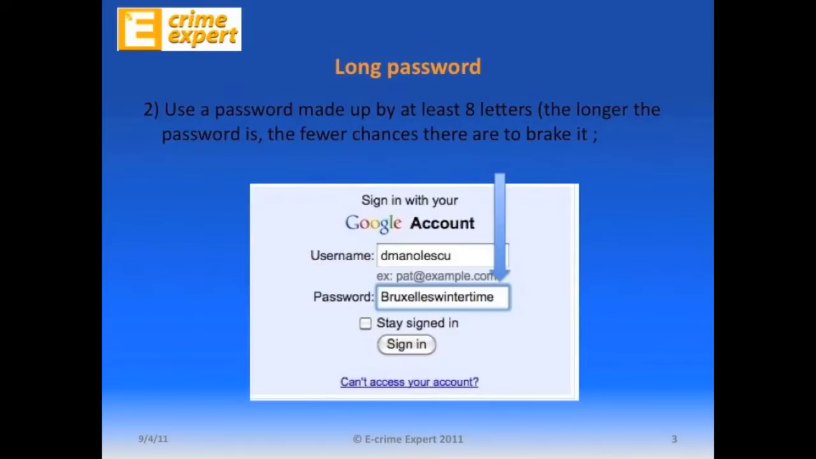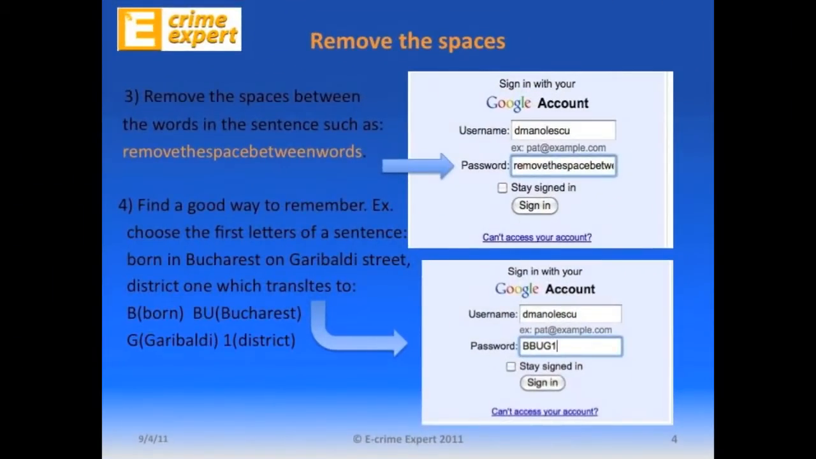Use longer passwords. Use a password made up of at least 8 characters, because the longer the password is, the fewer chances there are to break it. Another technique is to remove the spaces between words in a sentence that is easy for you to remember. A good way to do this is to choose the first letters of a sentence, such as being born in Bucharest on Garibaldi Street in District 1, which translates to B for born, BU for Bucharest, G for Garibaldi, and 1 for the district number, which means a password is BBUG1.